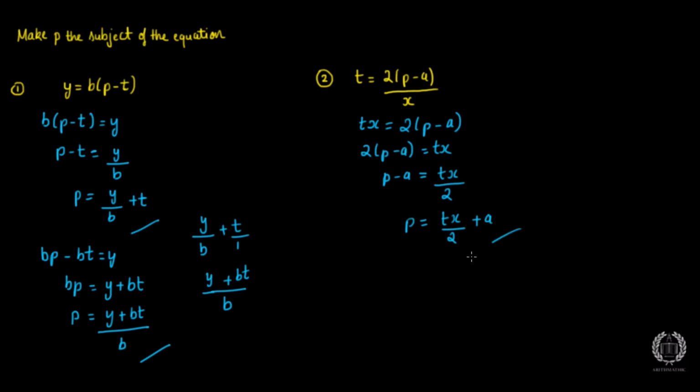And that is your answer for this one, to make P the subject. And again, here you can cross multiply as well if you want. It's the same thing. It will give you the same thing. Okay, so this is pretty much how we make the subject of an equation.